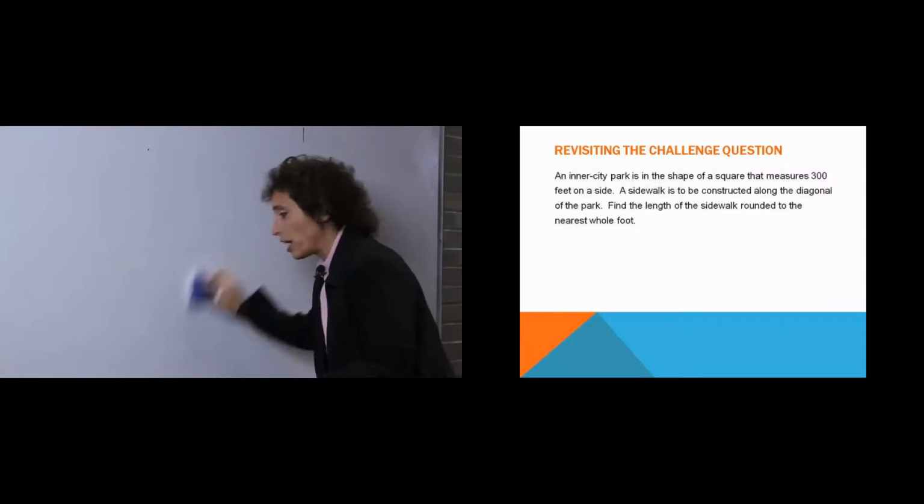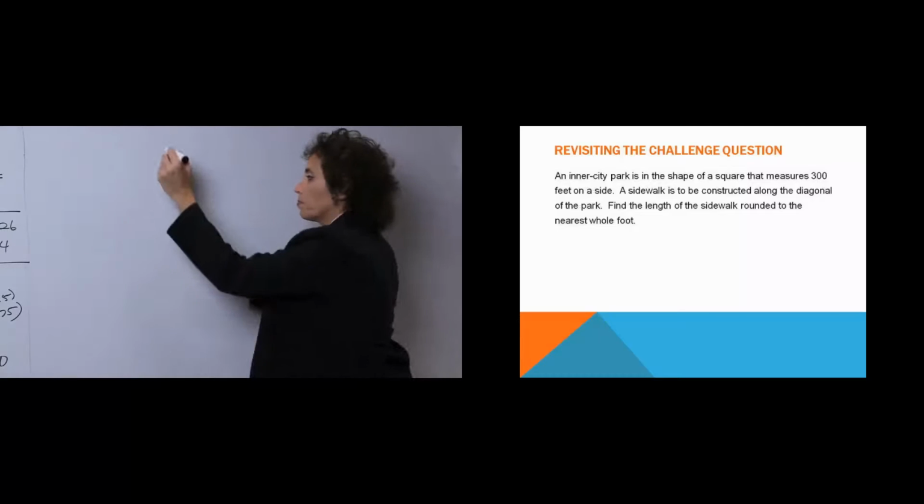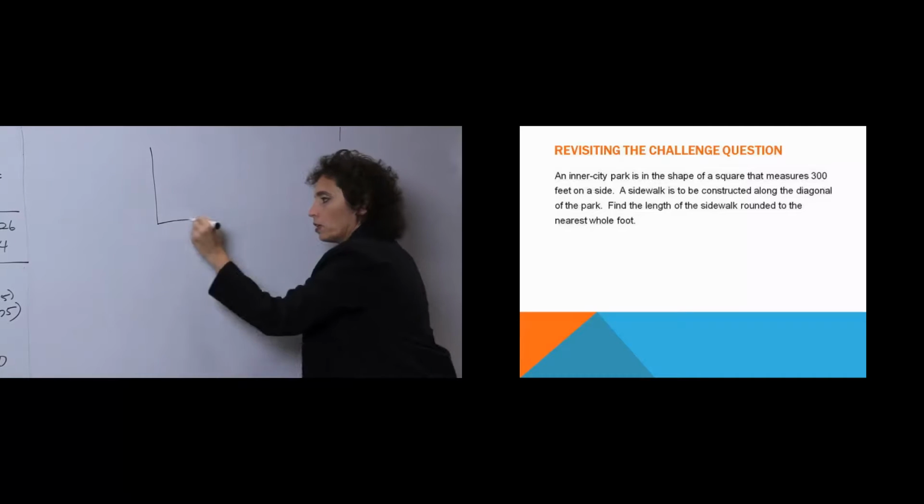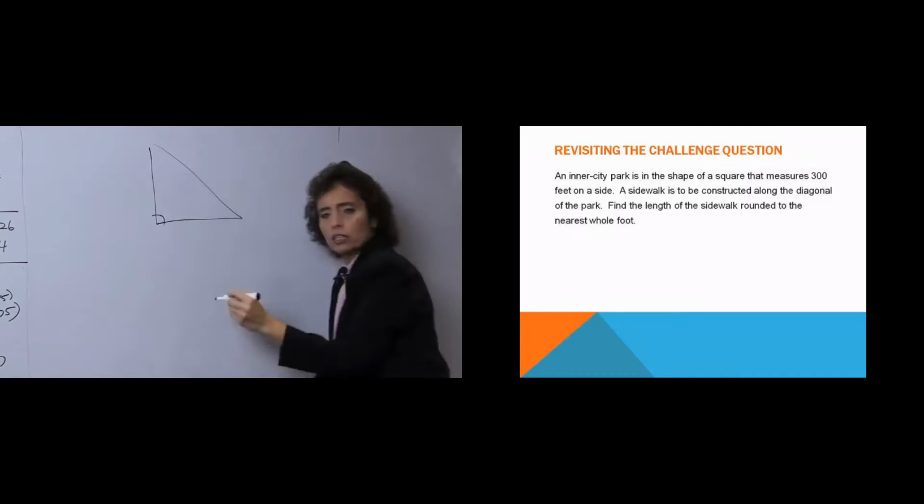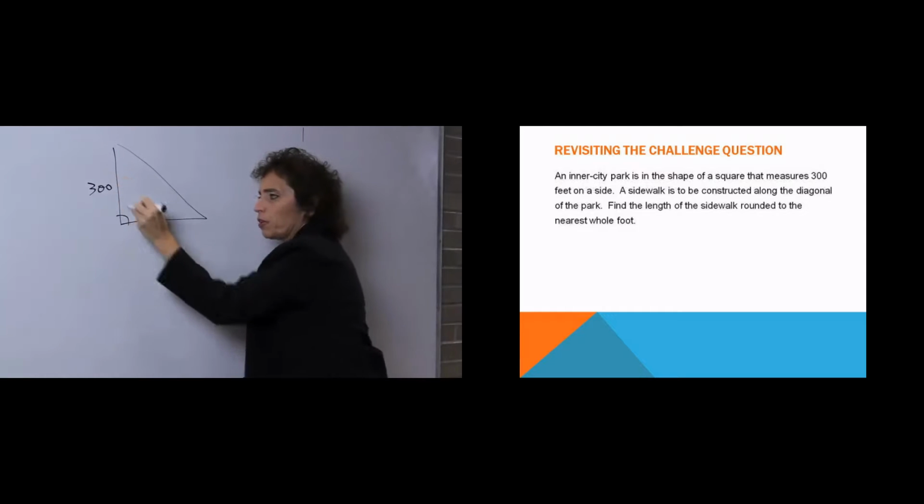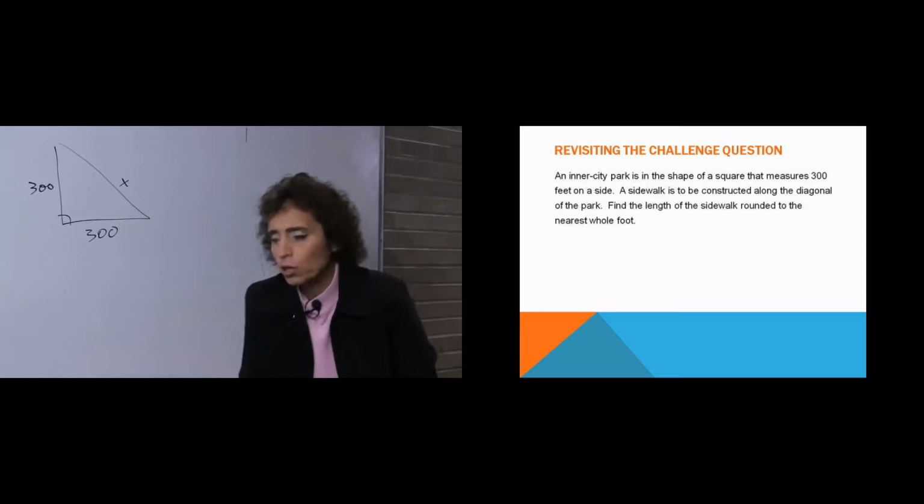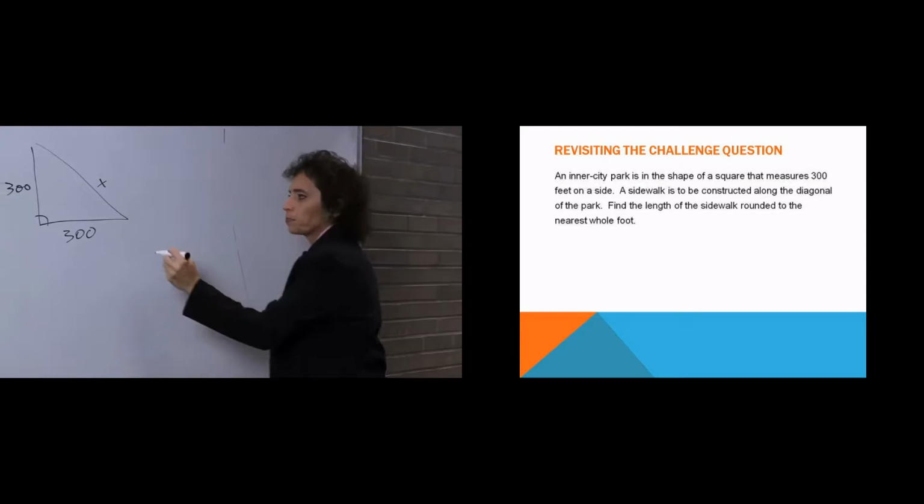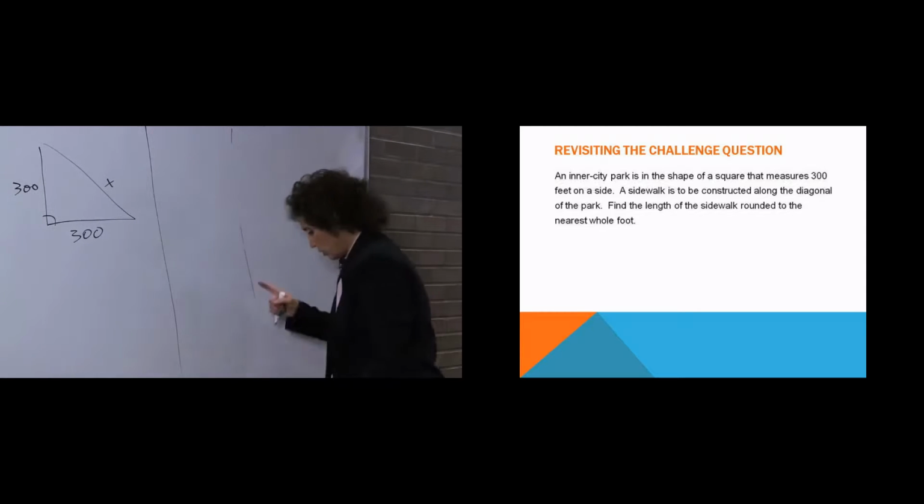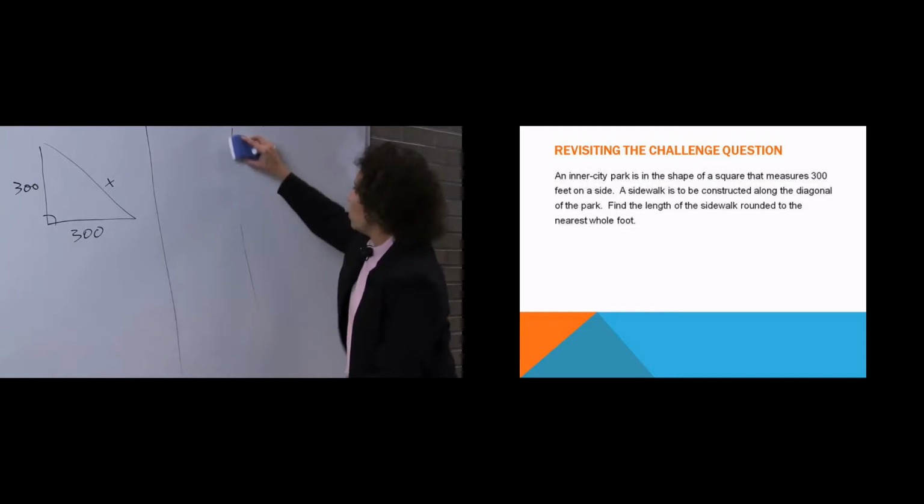Okay, back at this challenge question, we're at the park. We have a right angle. We have 300 here, remember? 300 here. And this is what I'm trying to find. Ready, roll? Here we go. I'm going to do the work over here, so I'm going to get rid of that other mark.